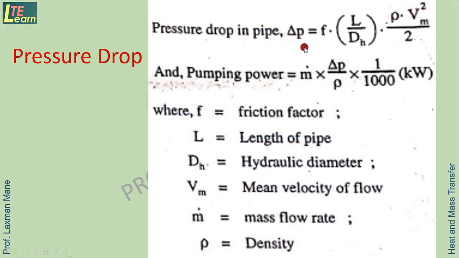Here a mathematical relation is given to calculate the pressure drop in a pipe. Delta P is equal to f into L by D into rho V square by 2. This is the pumping power in kilowatts. In this relation, these are the parameters: f means friction factor, L length of pipe, DH hydraulic diameter, Vm mean velocity of flow, m dot mass flow rate, and rho is the density.